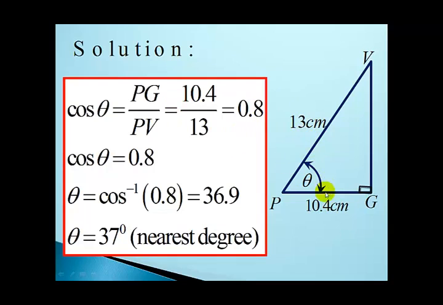Because we are given the adjacent and the hypotenuse, we use cos theta, and cos theta is adjacent, that is PG, over hypotenuse, that is PV. Now PG is 10.4 and PV equals 13. Now 10.4 divided by 13 is equal to 0.8. So cos theta is equal to 0.8. Because we are solving for theta, we take the cos inverse of both sides. And in doing that, we have theta equals cos inverse of 0.8, and the answer is 36.9. So to the nearest degree, the angle theta, that is the angle between PV and the base, is 37 degrees.